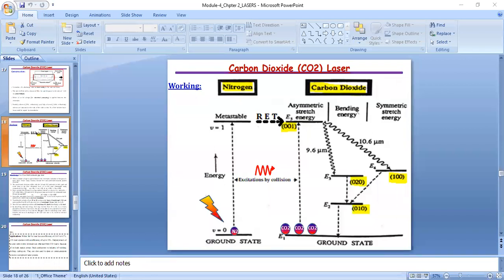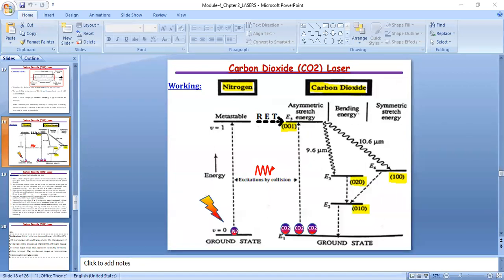Now these electrons start to recombine with the holes, and when it happens, light will be emitted. This is the working nature of a semiconducting laser. Let me explain the construction of it. This semiconducting laser is a very thin material. It is of the order of 1 mm.